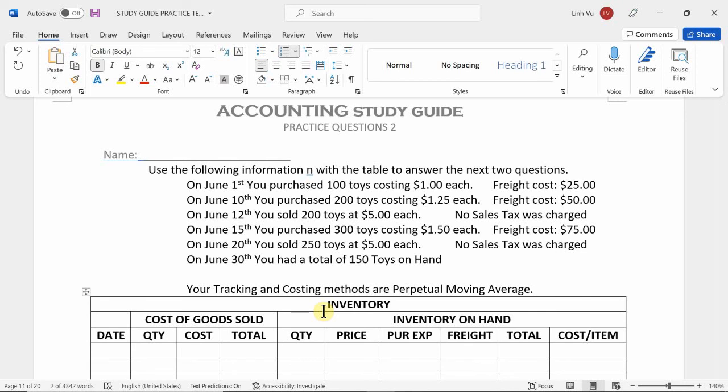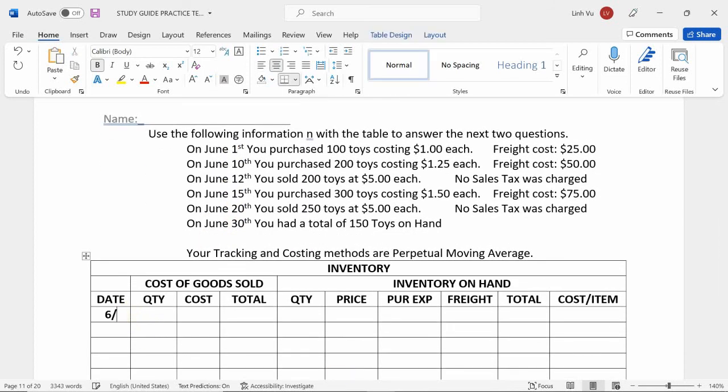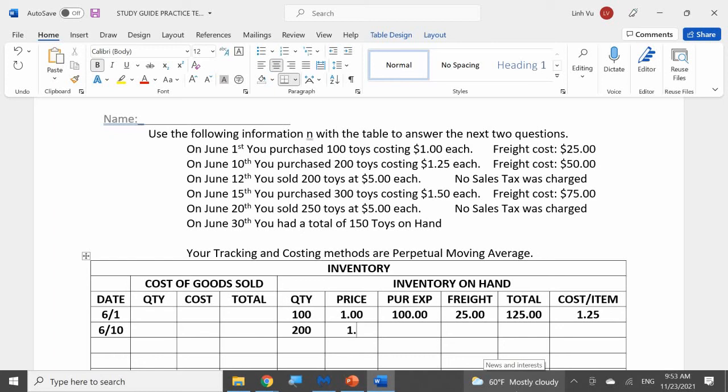In this case, we're going to round to the nearest penny towards the very end of this segment. So June 1st, we purchased a total of 100 units at a dollar each. So 100 times a dollar gives you 100 plus 25 makes it 125, which is $1.25 each, okay? But this time on June 10, we purchased an additional 200 units at $1.25 each, which gave you $250 plus $50 of freight, made it $300.